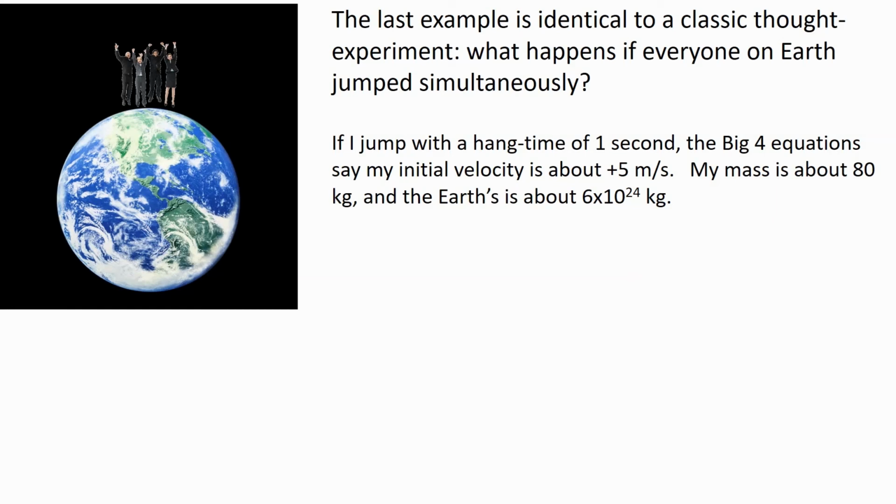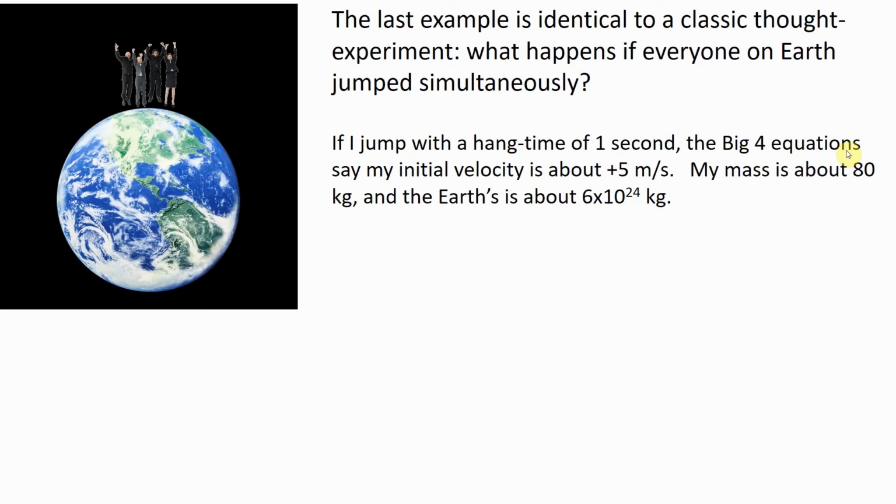Now, the math is the same as the ice skater's problem. So I can say, well, if I can jump with a hang time of about a second, which is a little generous, my initial velocity must be about plus 5 meters per second. My mass is about 80 kilograms. So I've got 5 times 80, so that's 400 kilogram meters per second of upward momentum. So I give the Earth negative 400 kilogram meters per second of momentum. That's momentum in the downward direction.